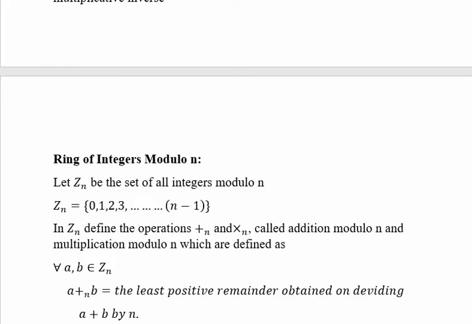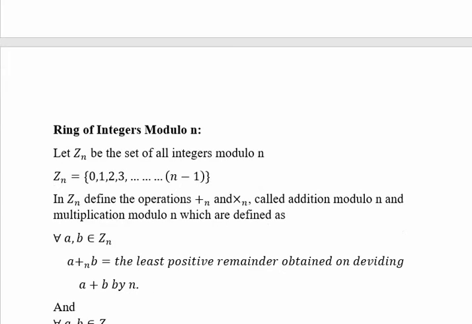Under the operation addition modulo n and multiplication modulo n defined, we check whether the set Zn forms a ring or not. Before that, let us understand how do we define the addition modulo n in Zn. Suppose if a and b are any two elements of Zn, the addition modulo n between a and b is the least positive integer when the usual addition of a and b is divided by n.